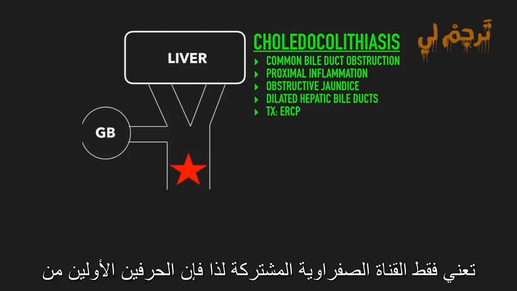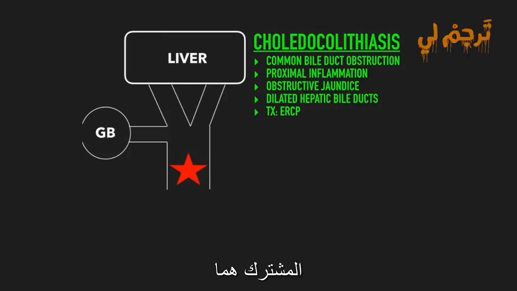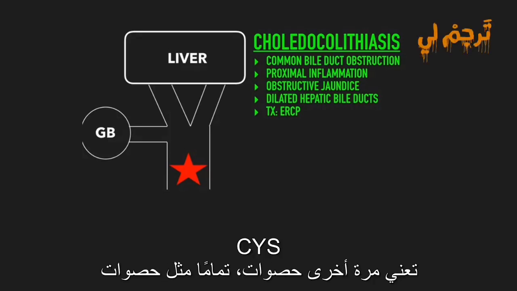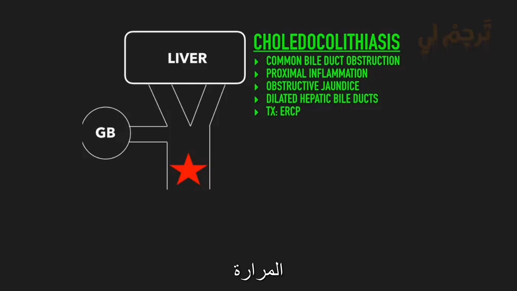So the first two letters of common are CO. So choledocholithiasis: co for common bile duct, and then lithiasis again means stones. Just like cholelithiasis meant stones in the gallbladder, choledocholithiasis means co-lithiasis, common lithiasis. So that's where this comes from. This is a common bile duct obstruction.